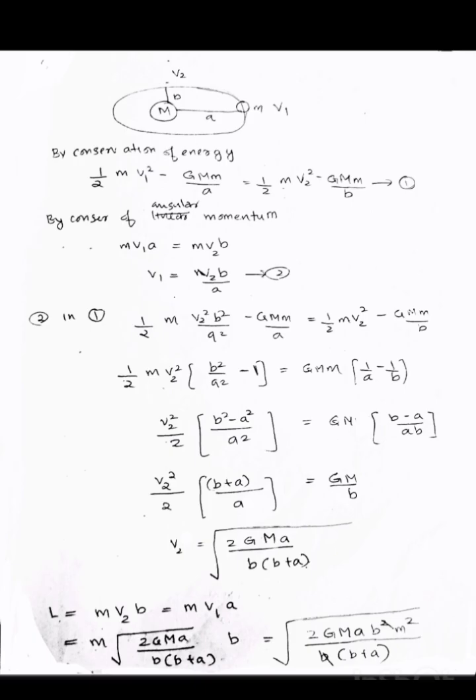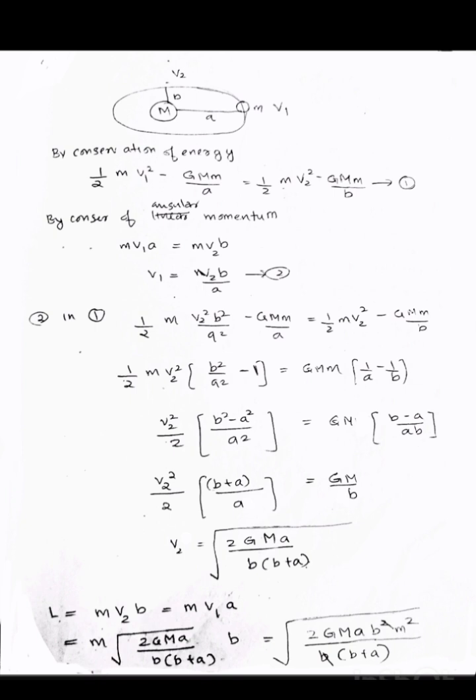Next question is: a planet of mass m moves in the gravitational field of the sun. If the semi-major and semi-minor axes of the orbit are a and b respectively, the angular momentum of the planet is dash. So here a planet of mass m is moving around the sun of mass capital M. The planet has velocity v1 at A and velocity v2 at B.